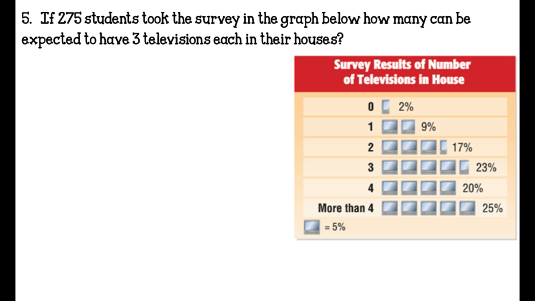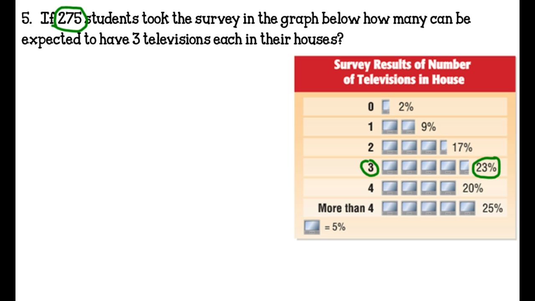Number 5, word problems, which is our favorite. If 275 students took the survey in the graph below, how many can be expected to have 3 televisions each in their house? So we look at our graph first of all, and we find the number of televisions in the home, which is 3. So this is the line that we're looking at. And it says 23% of students have 3 televisions in their home. So if 23% of 275 have 3 televisions in their home, that would be our answer.